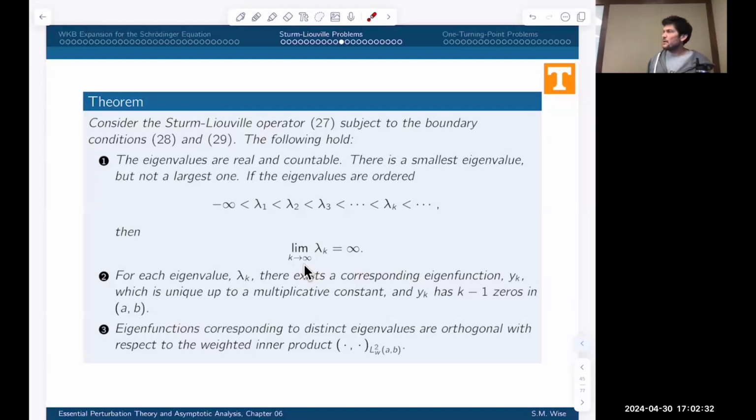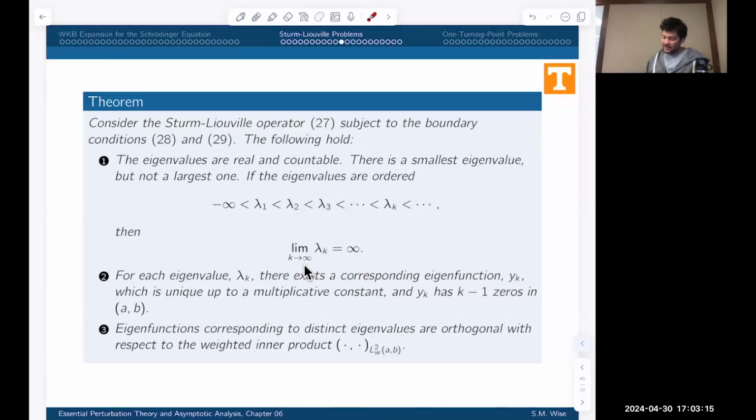It's not hard to see this through that canonical example, sines and cosines, whenever you have the problem that I mentioned earlier, the eigenvalues were k squared. And so as k goes to infinity, k squared goes to infinity. There's no upper limit on that. For each eigenvalue lambda k, there exists a corresponding eigenfunction yk, which is unique up to a multiplicative constant. This essentially addresses the case that Calvin mentioned. There really is a unique eigenfunction up to a multiplicative constant. That means the eigenspace for every eigenvalue is 1-dimensional. There's really only one object in there.